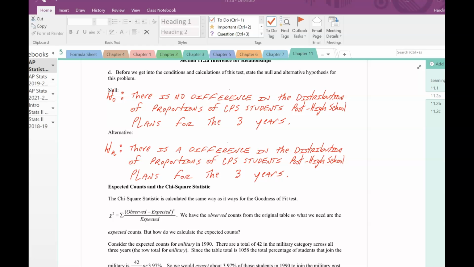I mentioned the null and alternate just a second ago, but the null hypothesis for this test that we're about to perform is that there is no difference in the distribution of proportions of CPS students' post-high school plans for the 3 years. And then alternatively, our alternate hypothesis: there is a difference in the distribution of proportions. You don't have to get any more specific than that, just that either there is no difference or there is a difference.